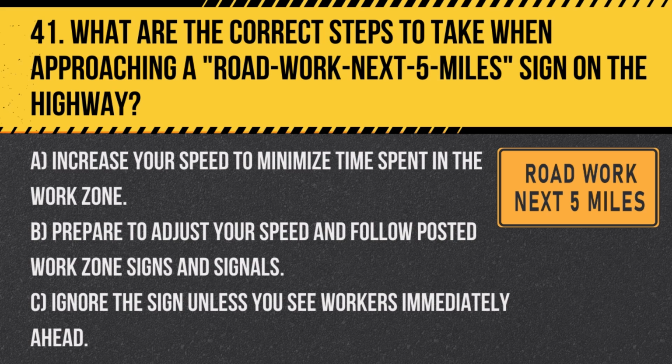Question 41. What are the correct steps to take when approaching a road work next 5 miles sign on the highway? A. Increase your speed to minimize time spent in the work zone. B. Prepare to adjust your speed and follow posted work zone signs and signals. C. Ignore the sign unless you see workers immediately ahead. Answer. B. Prepare to adjust your speed and follow posted work zone signs and signals. Work zones require reduced speed and increased awareness for safety.